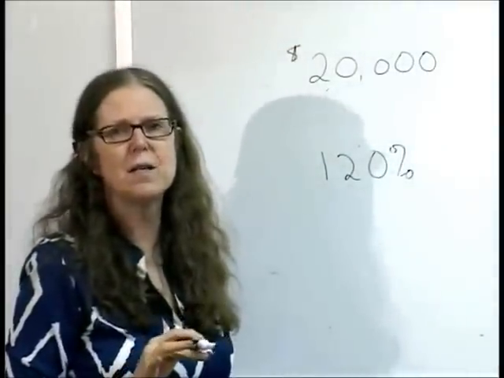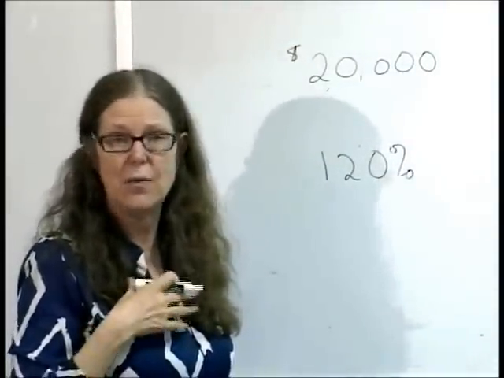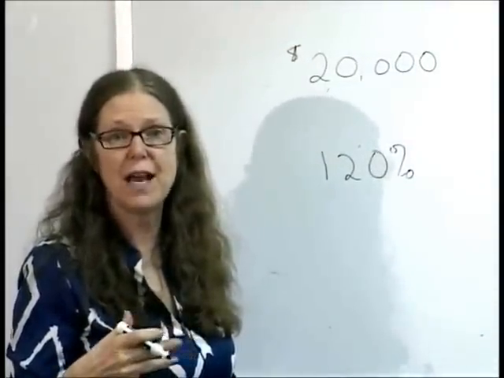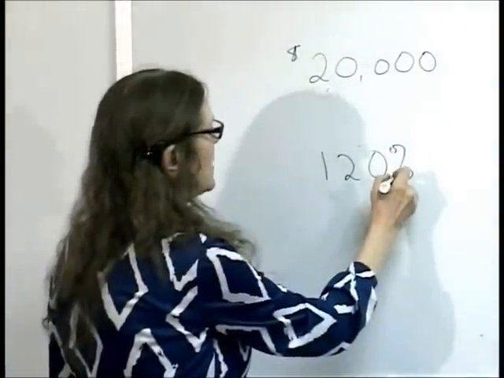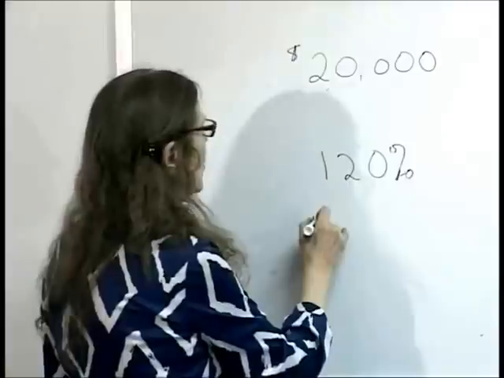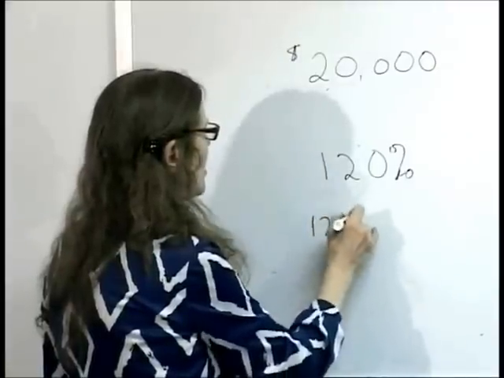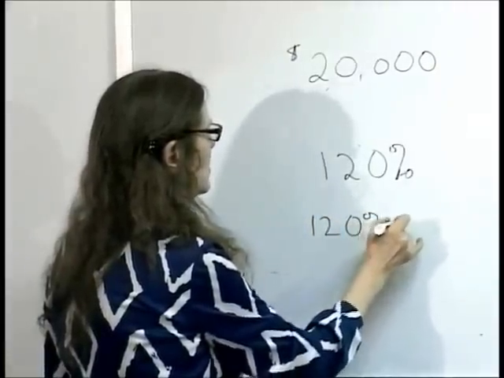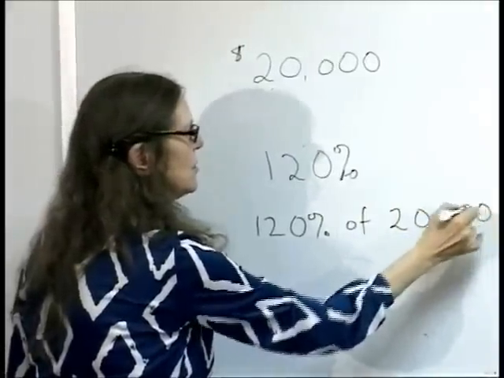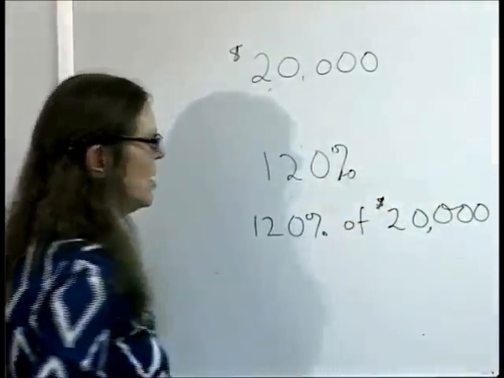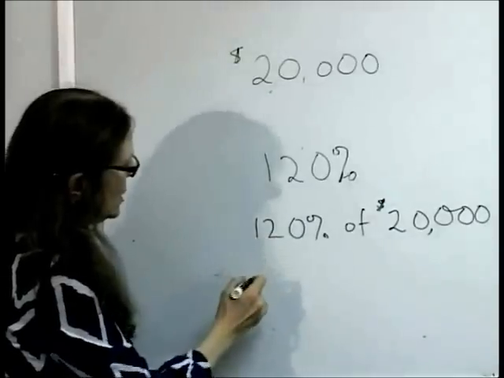So what is the annual salary that I'm going to offer this discount for to people making that amount of money? What would that be? What we're really asking is, what is 120% of $20,000? Okay, so let's figure it out.